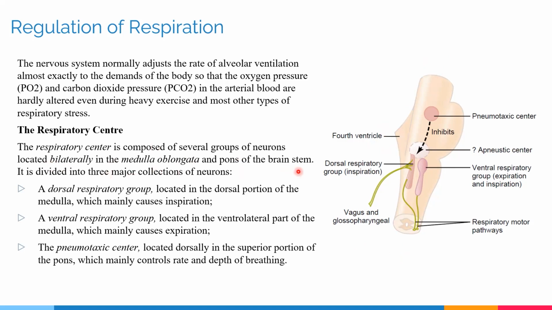Obviously we know that our brain is divided into three major parts: the cerebrum, the cerebellum, and the medulla oblongata and pons. The medulla oblongata and the pons is the part of the brain stem that connects the brain to the spinal cord.